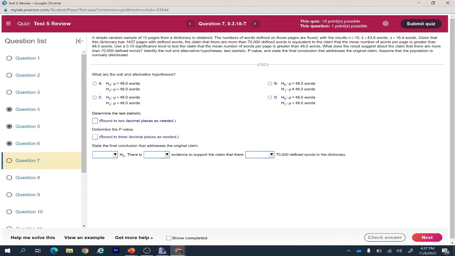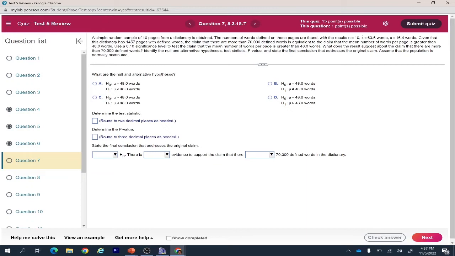This is another problem. Problem number 7. A simple random sample of 10 pages from a dictionary is obtained. The numbers of words defined on those pages are found with the results. The sample size is 10. Average is 63.6 words. Standard deviation is 16.4 words.